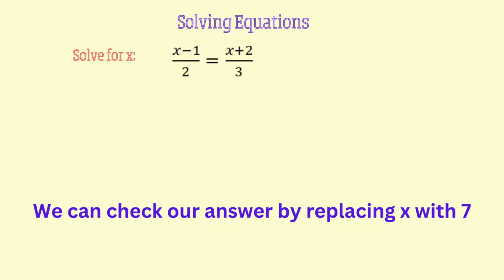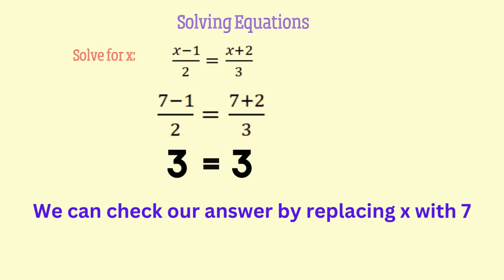It's important to note that we can check our solution by substituting 7 for x in the original equation. The left-hand side should be the same value as the right-hand side. In this case, both sides are equal to 3 when we replace x with 7, so we are confident that x equals 7 is the solution to the equation.